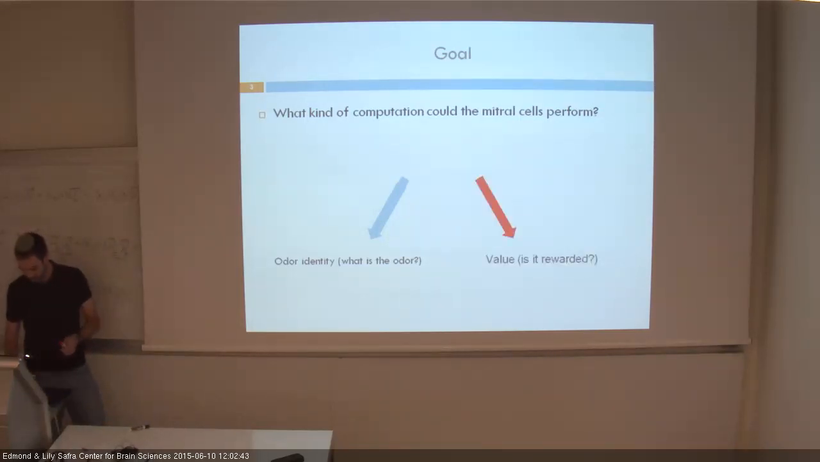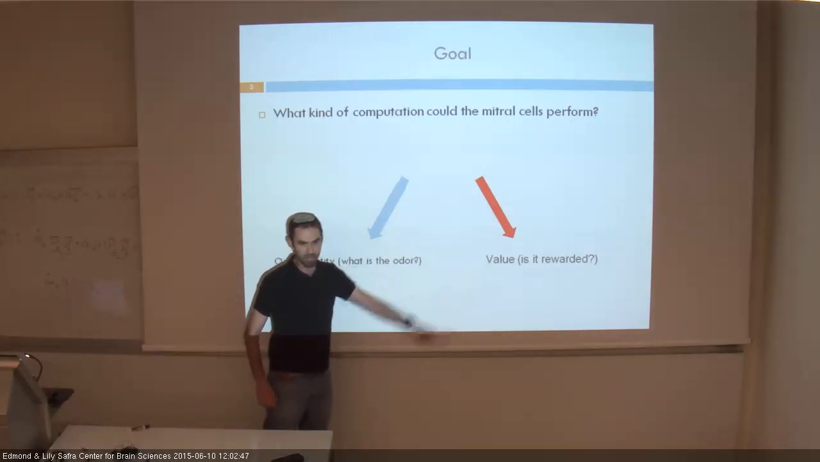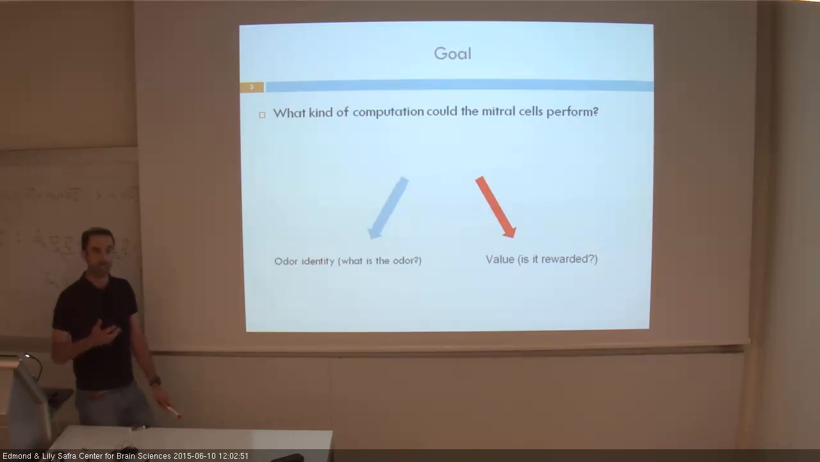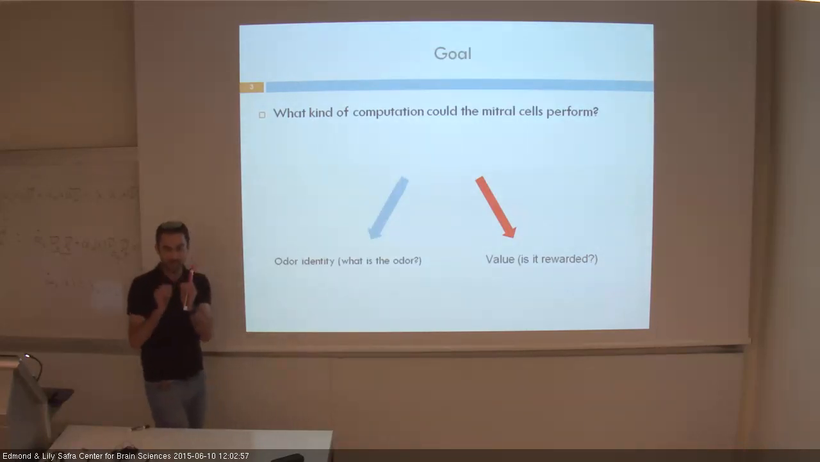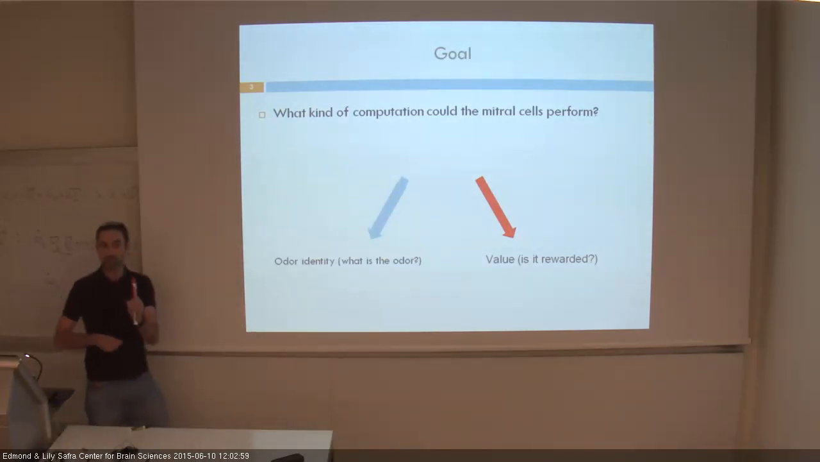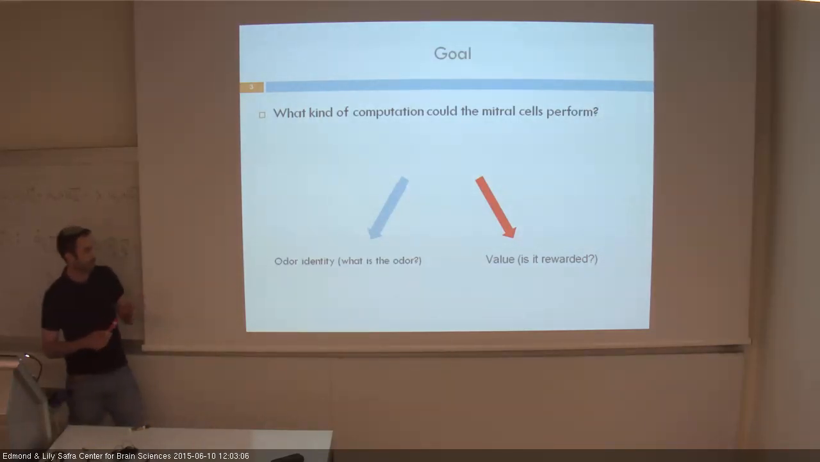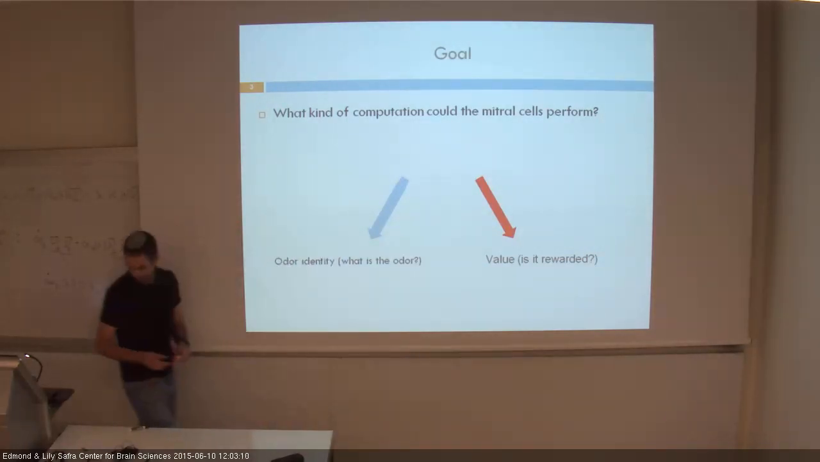But the more complex thing that they can do is maybe they can understand what is the value of the odor. For example, is it a rewarded odor? Is it associated with something good? Is it rewarded or unrewarded? This is a more complex task to do. Not only to identify what the odor is, rather also to understand if this is the rewarded odor or unrewarded odor. So this is the question we're going to ask. Can the mitral cells do something complex like this?